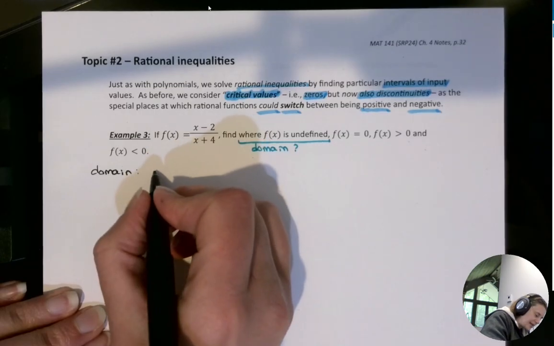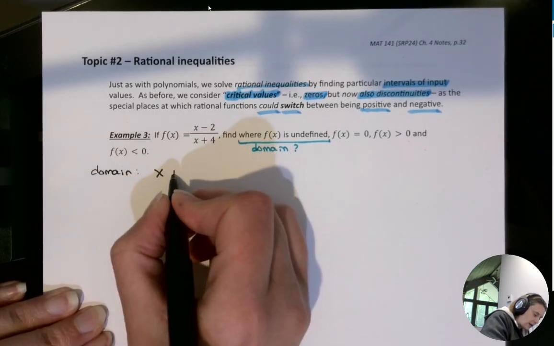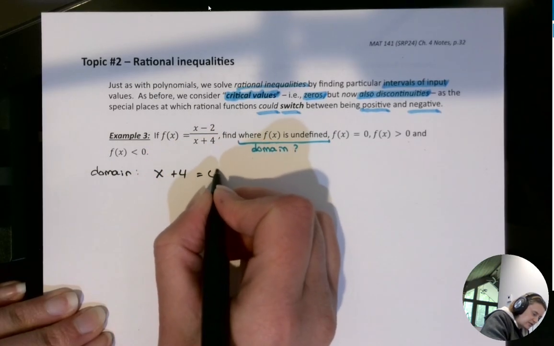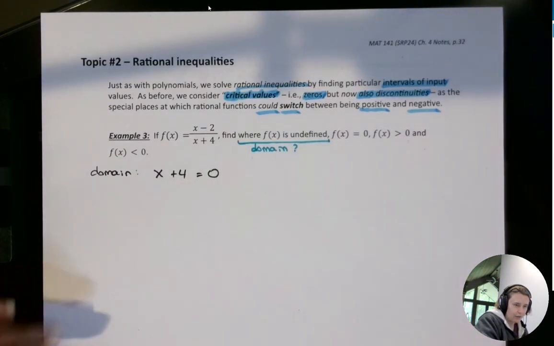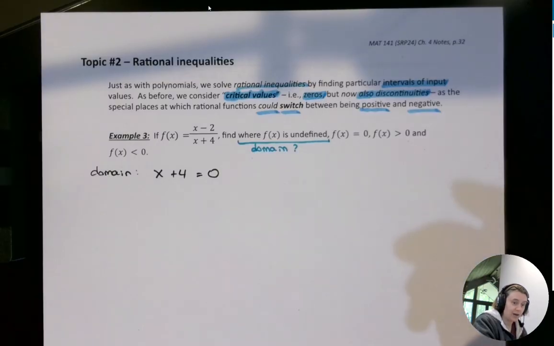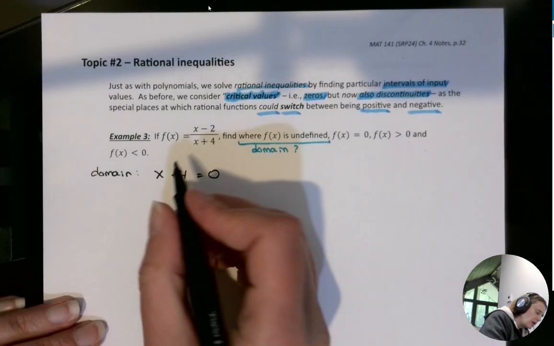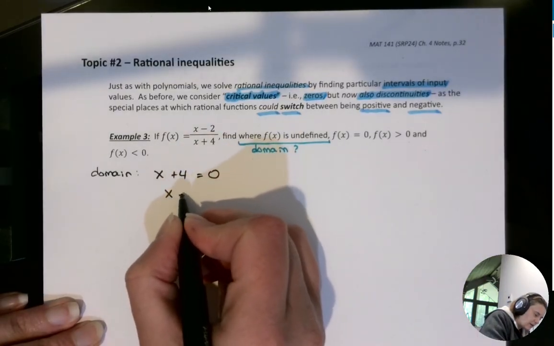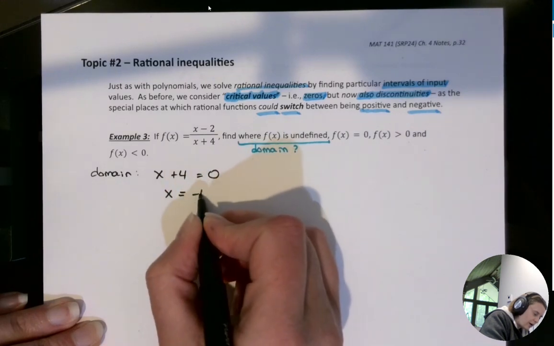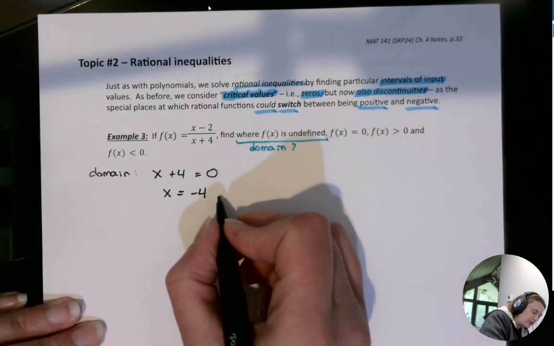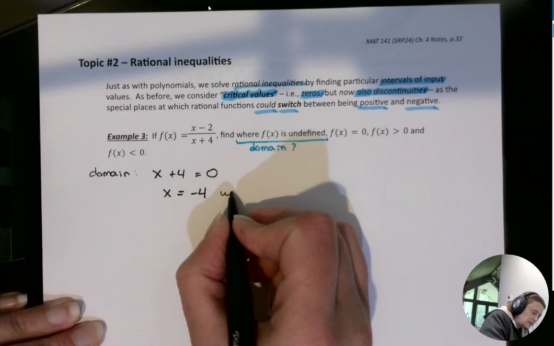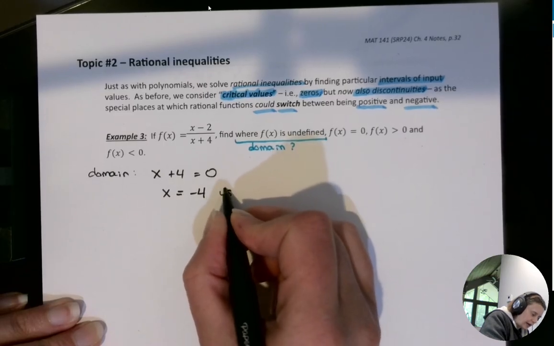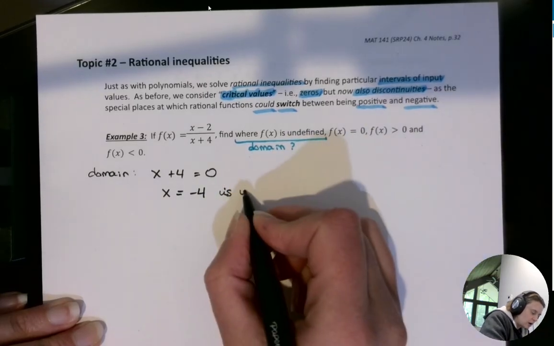So I'm going to take the denominator and set it to 0 to find out where it is undefined. For the domain, x is not equal to those values. I'm trying to find out where it is undefined. And so in this case, subtract the 4 over, x equals -4 is undefined.